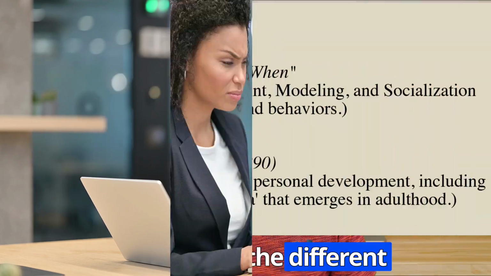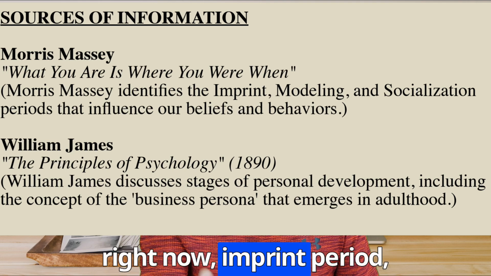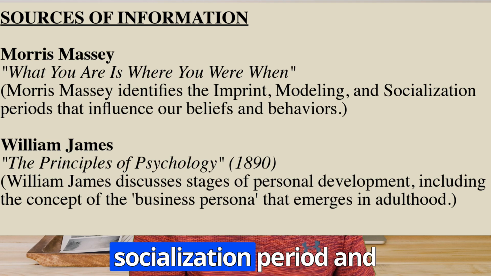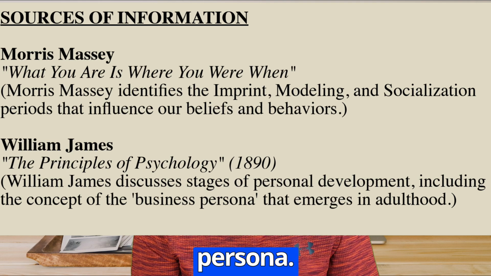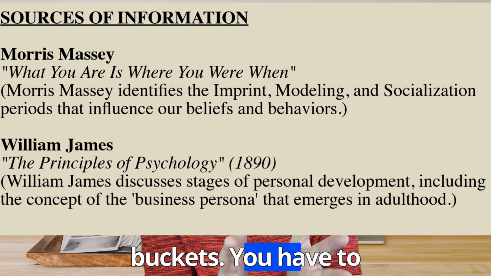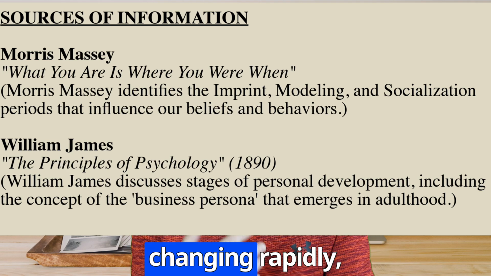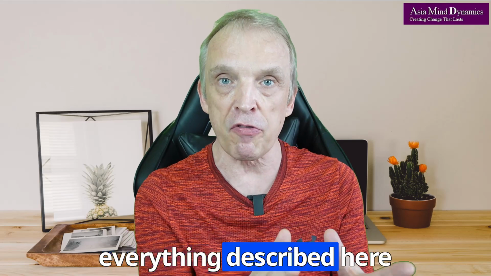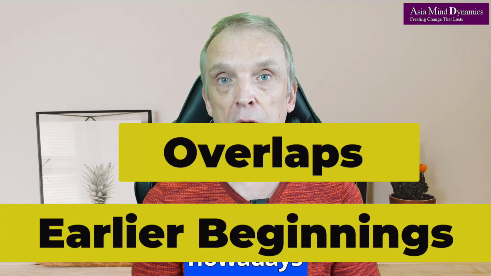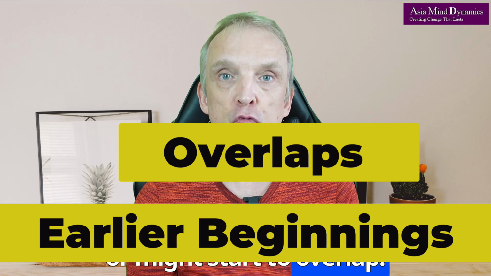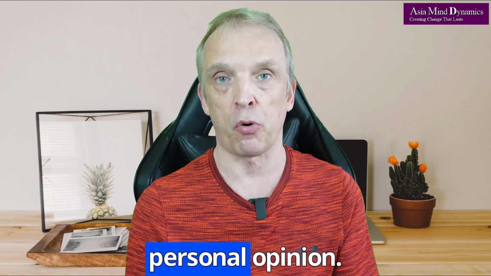Now I mentioned the different stages here right now. Imprint period, modeling period, socialization period, and the last stage, business persona. Now these are the main buckets. You have to remember the world is changing rapidly. Everything described here right now might actually happen much earlier nowadays, or might start to overlap. Now that's just my own personal opinion.